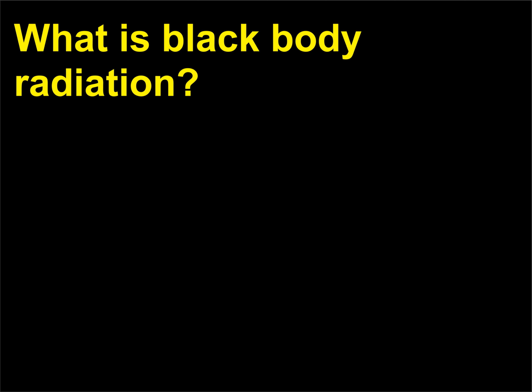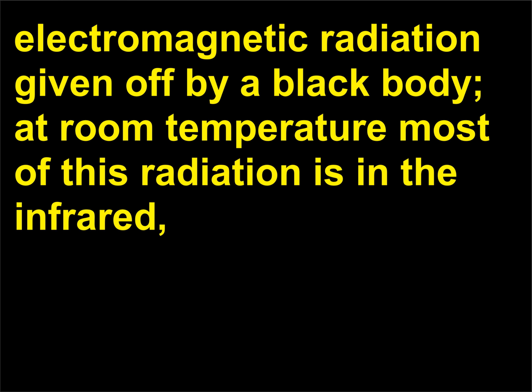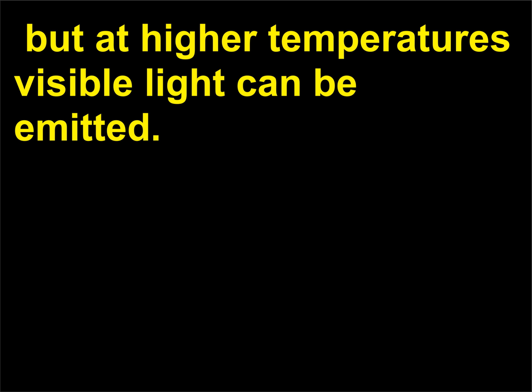What is black body radiation? Electromagnetic radiation given off by a black body. At room temperature, most of this radiation is in the infrared. But at higher temperatures, visible light can be emitted.